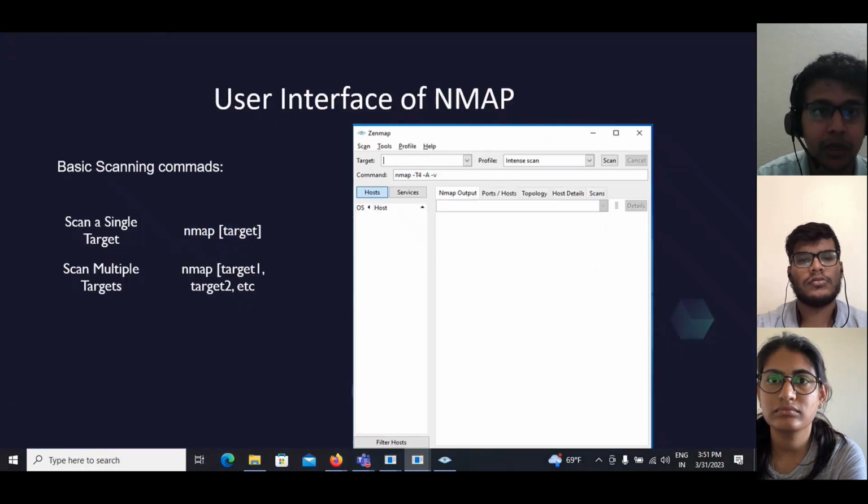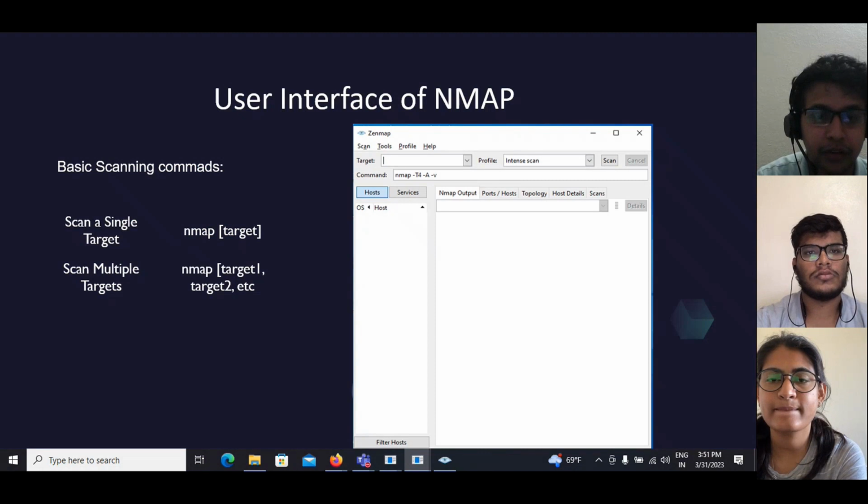Whereas coming down to the user interface of Nmap, this is the user interface of Nmap. Here, the scan refers to the type of scan that you want to perform on the target system, whereas the target is the IP address or the host name of the system that you want to scan. And the command is a set of options and arguments that you use to customize the scan.